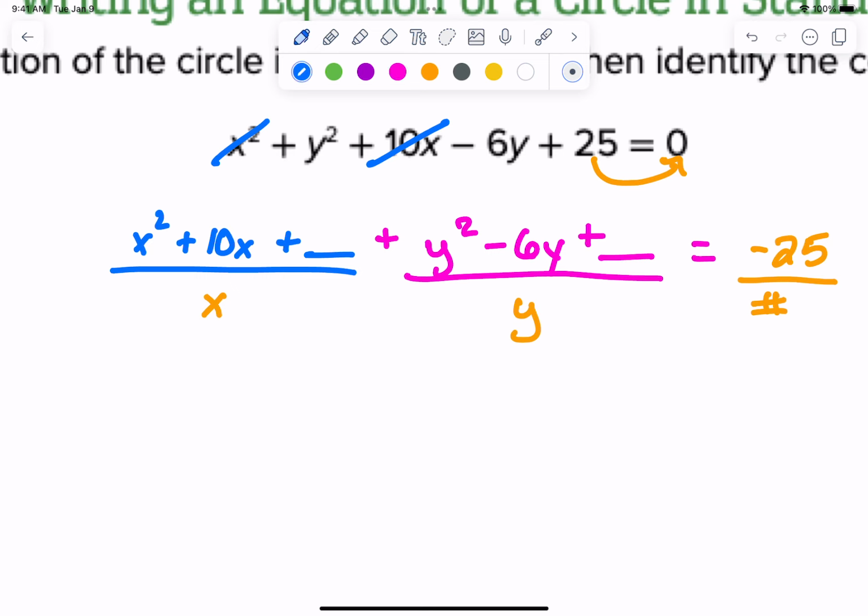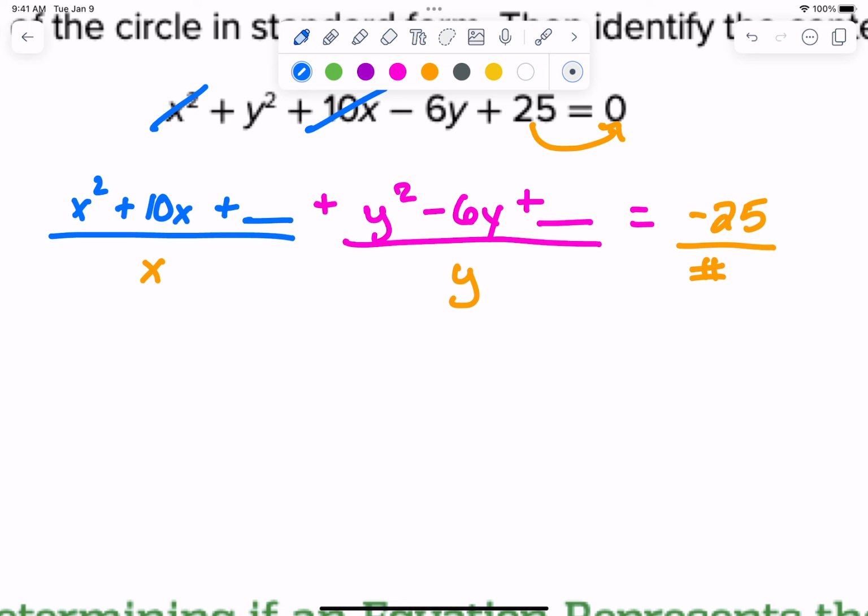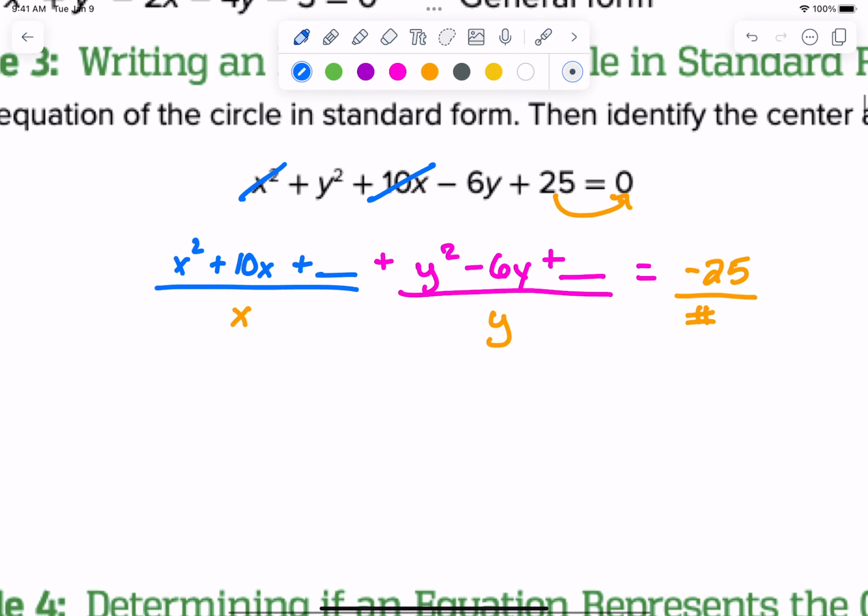What if they don't give you a −6y, and they give you a number? What if they didn't give you −6y at all? Then it's 0. Then you just leave it y squared. You don't have to complete the square with the second one. We'll go over that here in a second.